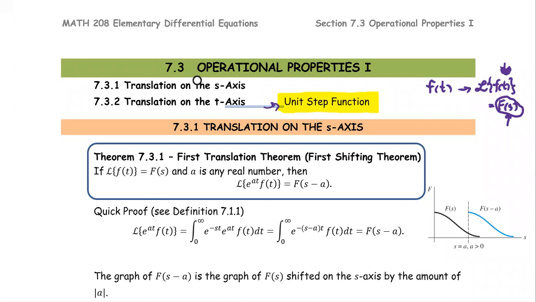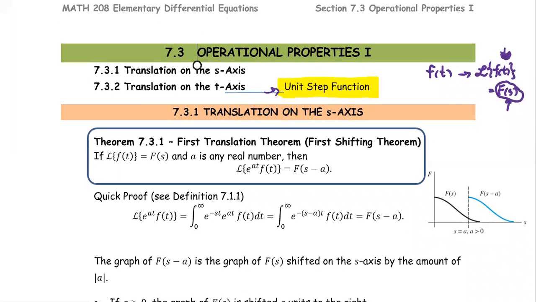By definition of the Laplace transform in 7.1, the Laplace of the function f of t is the improper integral from 0 to infinity of the kernel e to the negative st multiplied by the function f with respect to t. That's the piece that you multiply to the function to form the integrand of the improper integral. But now we are talking about the translation on the s-axis.